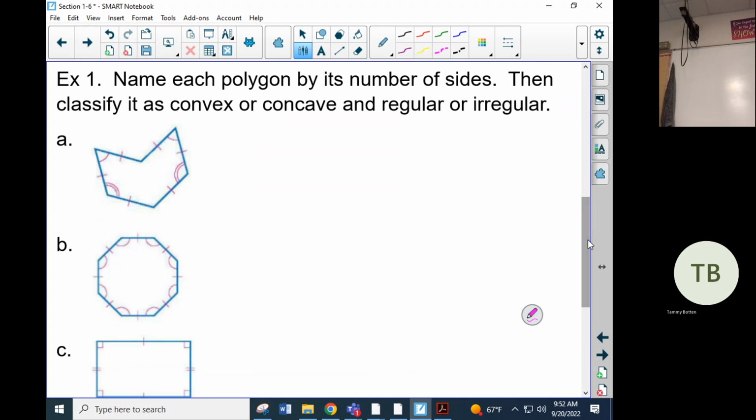So if we go down here, they're asking us to name each polygon by the number of sides. The first thing you're going to do is just count 1, 2, 3, 4, 5, 6. Do you guys remember what a 6-sided figure is? It's a hexagon. The second thing we have to do is say if it's convex or concave. What do you think? Concave because it kind of caves in.